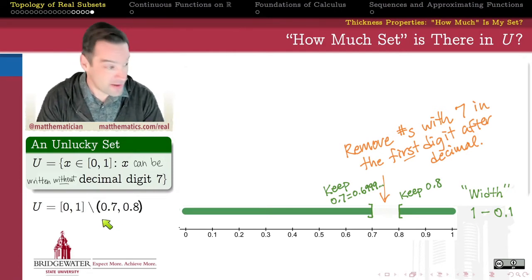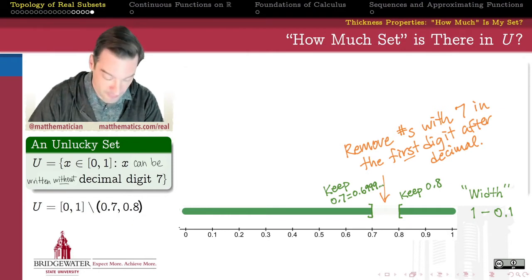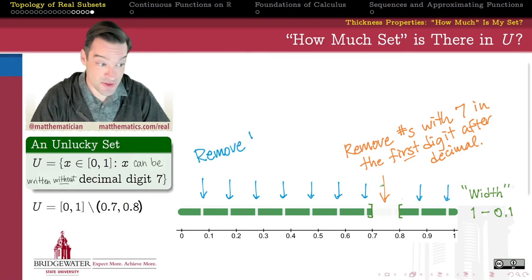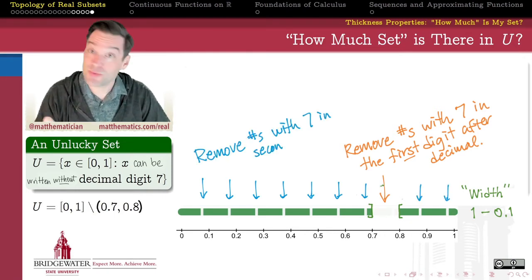So another way to think about it is I've taken the closed interval from 0 to 1 and I've subtracted from it the open interval from 0.7 to 0.8. And then I take away everything that has a 7 in the second digit after the decimal. And so I've taken away a bunch more chunks. In fact, I've taken away 9 more chunks.